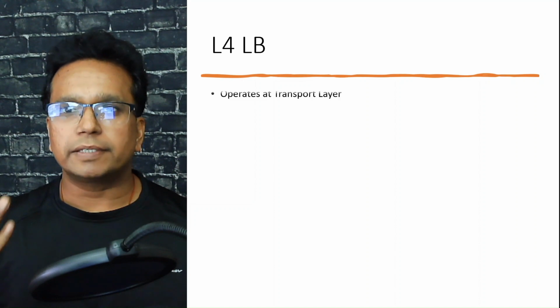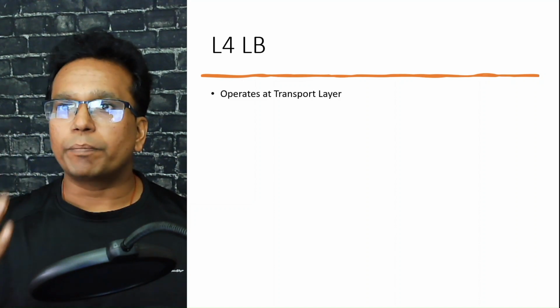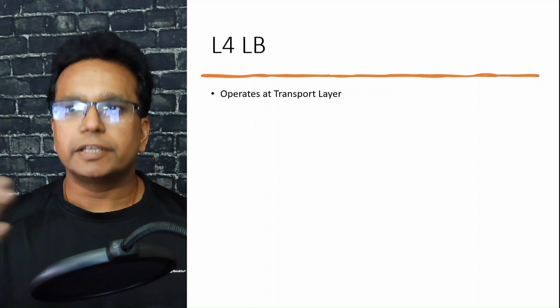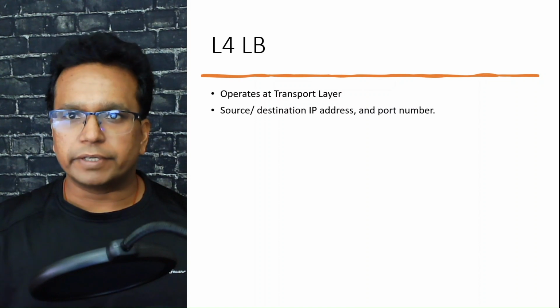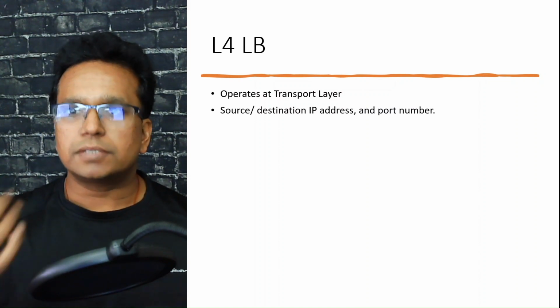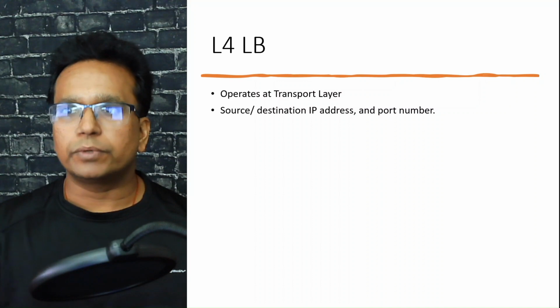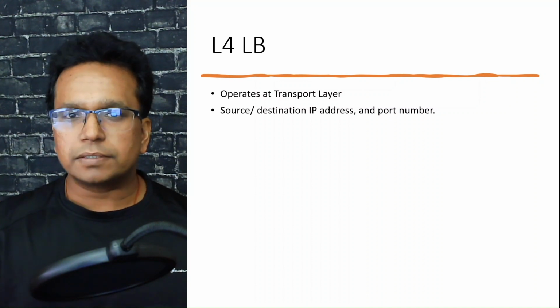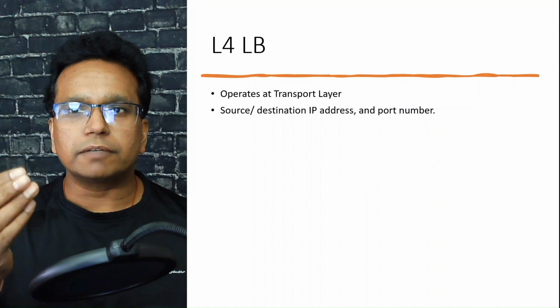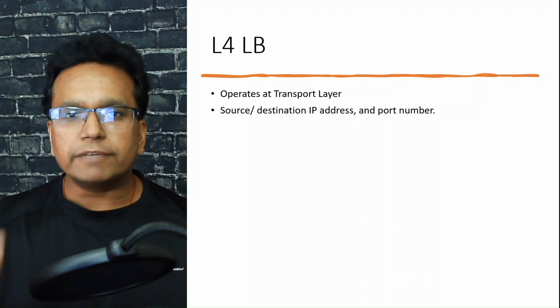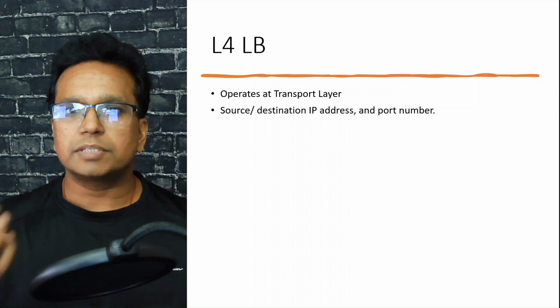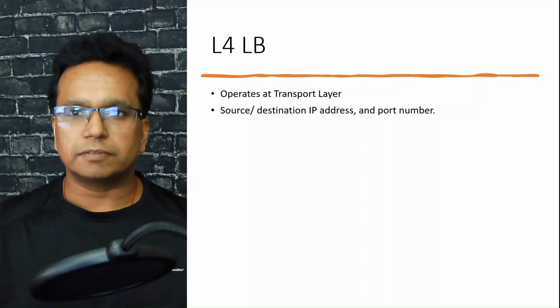Now let's take a look at the L4 load balancers. As we discussed, the L4 load balancer is a type of load balancer that operates at the transport layer, which is layer 4 of the OSI model. It distributes the incoming traffic based on information such as source IP address, destination IP address, and the port number. L4 load balancers do not inspect the content of the network packets or the application layer protocol. Instead, they use the information from the transport layer to distribute traffic to the appropriate server in the server pool.